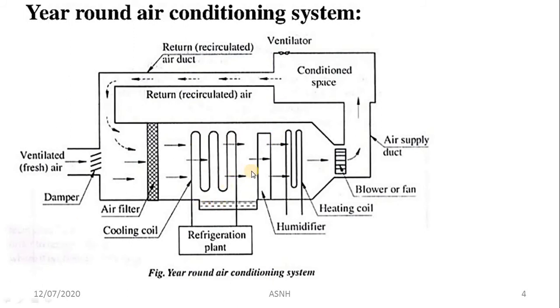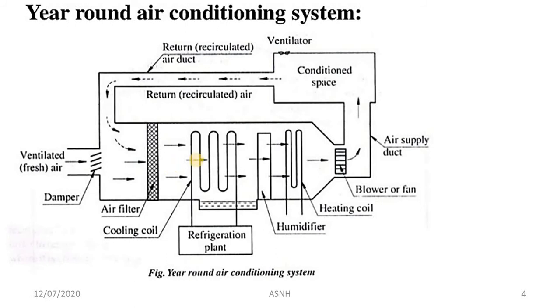After cooling in the coil, the air enters the conditioned space through the blower arrangement, and again that cycle repeats itself. Whatever air remains in the conditioned space moves towards the return air duct and mixes. In this way the purpose of the summer air conditioning system is served here.